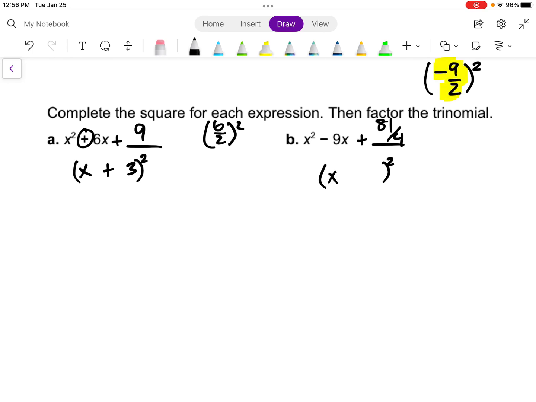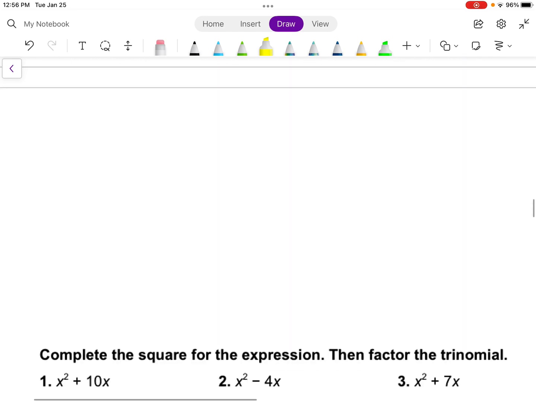So all I have to do, that's a minus 9 halves. That number right there just comes from what I squared up there in order to get that. Okay, and we're done. So I had to add 81 fourths, and my factored form is x minus 9 halves squared.